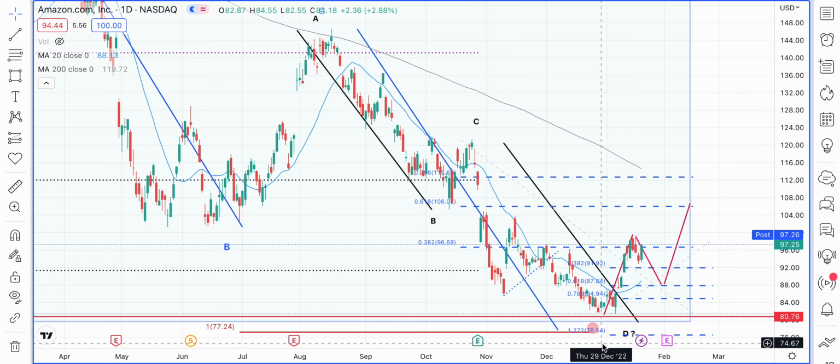Today we'll be doing a recap of the popular stocks which we have been following for a few weeks here. So this will be Apple, Amazon, Tesla, and also Microsoft.